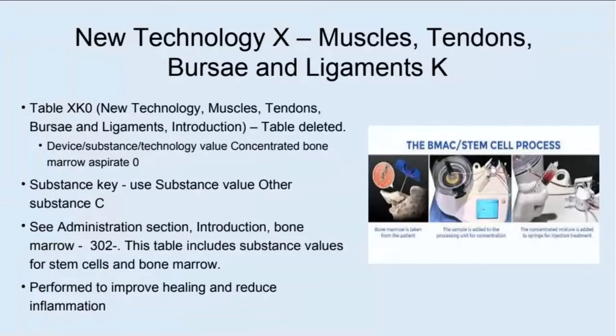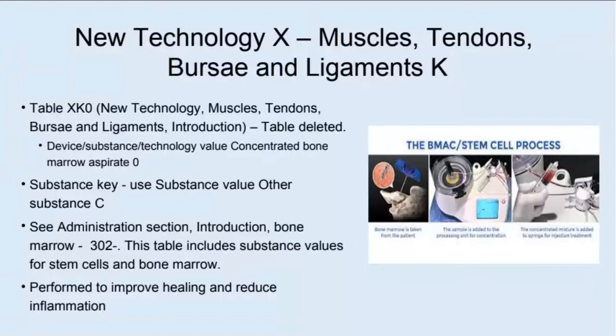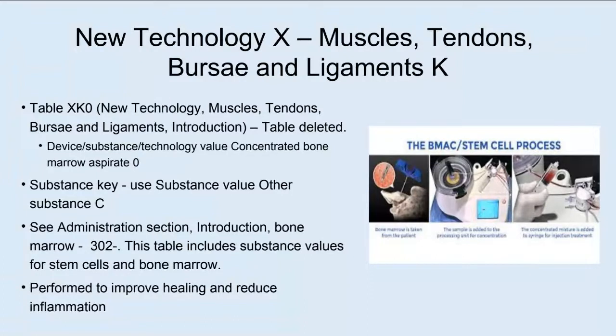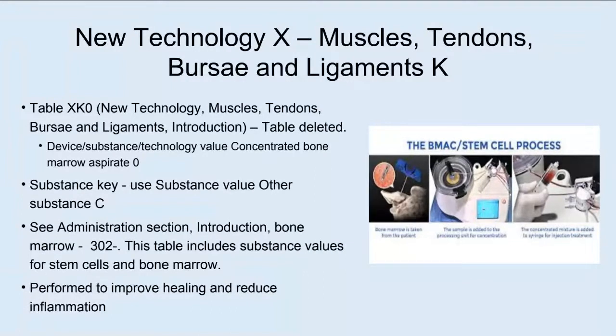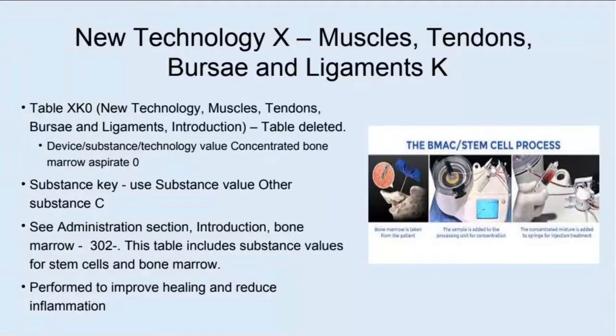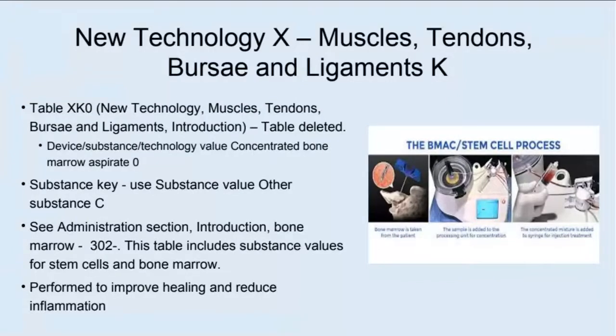Okay, table XK0 in new technology has been deleted. This table was for device substance technology value for introduction of concentrated bone marrow aspirate. This was for muscles, tendons, bursae, and ligaments. So what are you going to do instead? Well, if you look up in the substance key, it says use substance value other substance. If you look up bone marrow in the index, it'll refer you to 302 in the administration section. So this table 302 includes substance value for stem cells and bone marrow. This is performed to improve healing, reduce inflammation, things like that. So it's no longer in new technology, it's in the administration section.